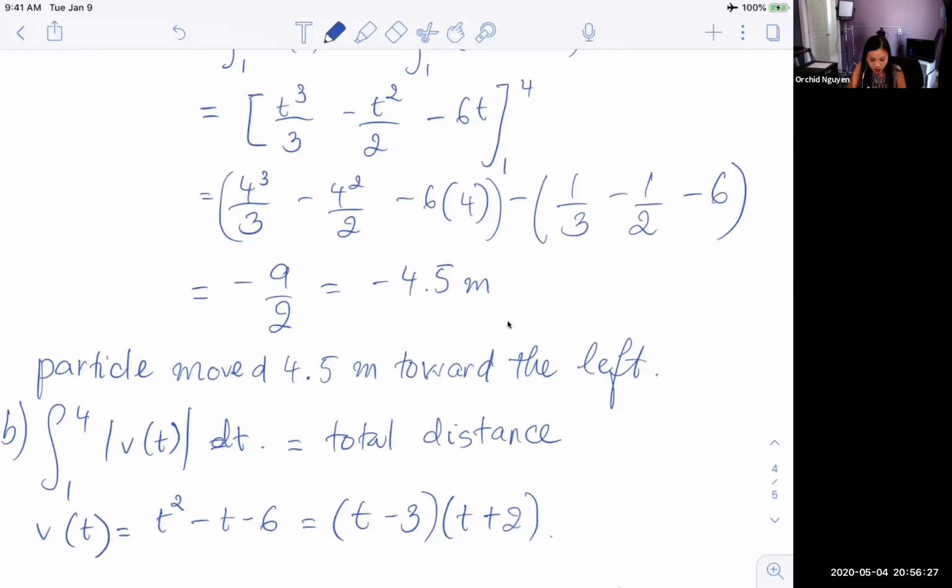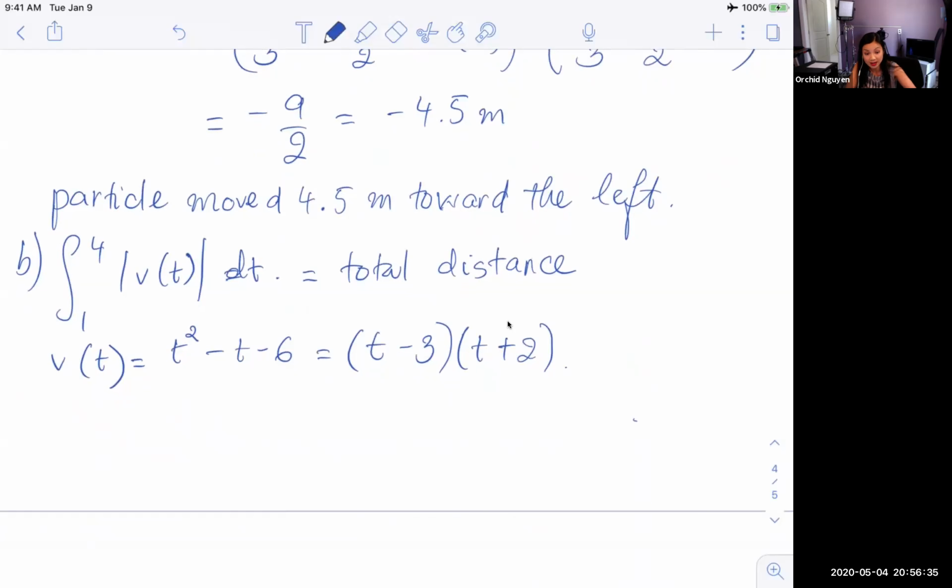Okay, so we know that v of t is t squared minus t minus 6. I have to factor it. So the whole point of factoring is we're gonna test to see where v of t is positive and where v of t is negative. Okay, so don't forget, I only consider from 1 to 4. So I know right here we have the negative 2 and then the positive 3. That's when things change. But we only consider from 1. So let's put it right here.